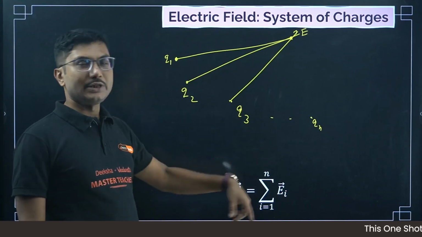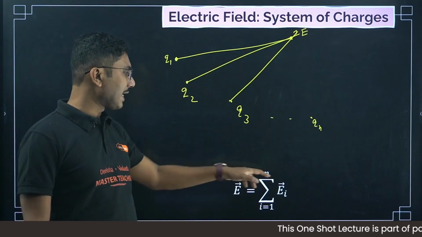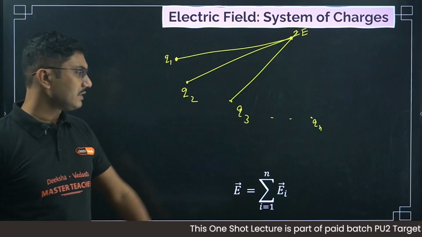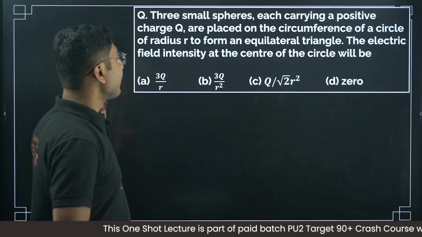So E1 plus E2 plus E3 plus dot dot dot plus En. So this is the sum sign. Sum means summation. So you are adding all of the individual electric fields in vector form. So it is a vector addition. Now let us solve a question.